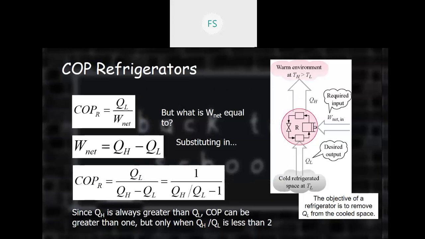A detailed explanation about the coefficient of performance for refrigerators and heat pumps will be given in this part. Before we construct the COP of the refrigerator, we have to look at the objective of the refrigerator. The objective of the refrigerator is to remove QL from the cooled space. Look at this figure.